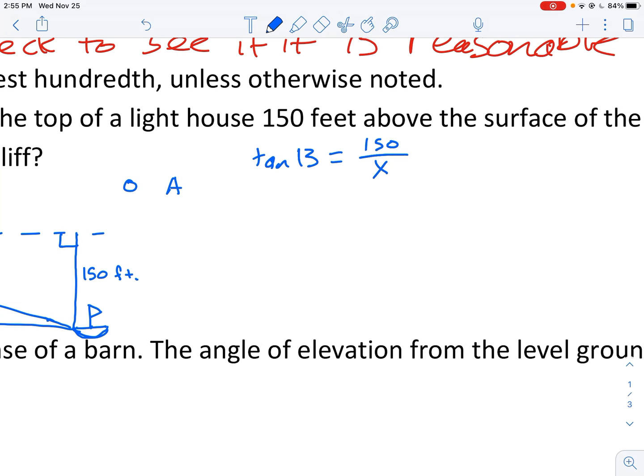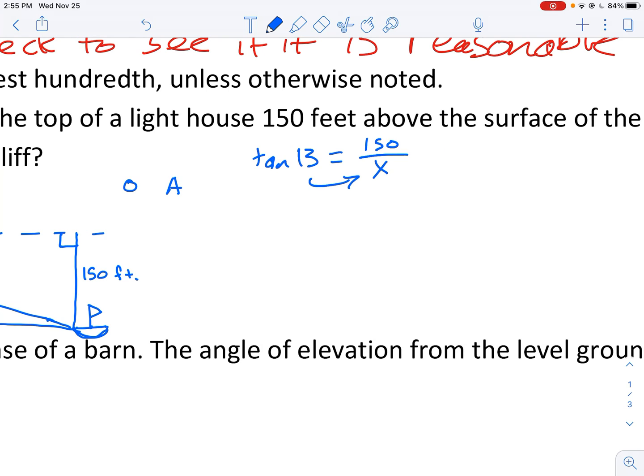So now that I have my equation set up, I can solve it fairly quickly. If you remember on our last two or so lessons, you can switch those positions, and that's because normally to solve for x, you'd multiply by x, and then you'd want to divide both sides by tangent, which essentially just switches those places.